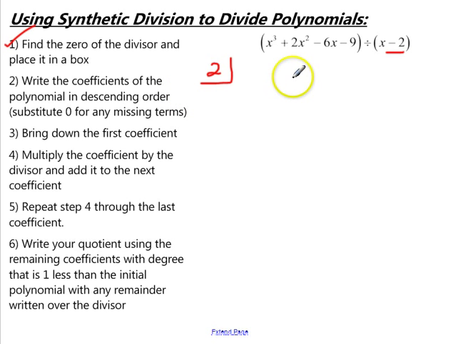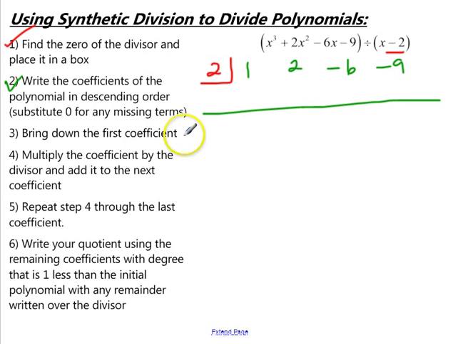Substitute 0 for any missing terms. So we have x cubed, x squared, x to the first, and x to the 0. So we don't have any missing terms. Let's go ahead and write the coefficients: positive 1, positive 2, negative 6, and negative 9. Then I'm just going to make this line straight across, and we're done with step 2.